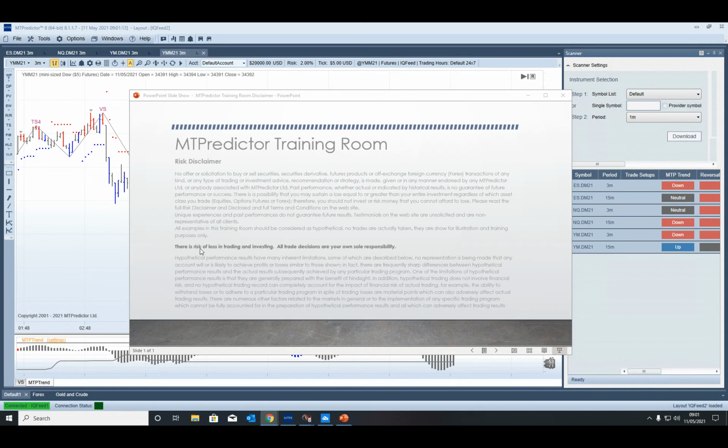Just to remind you that all examples in this training room should be considered hypothetical. No trades are actually taken. They're just shown for illustration and training purposes only. Remind you there's a risk of loss in trading and investing. Put another way, all professional traders know and understand, but more importantly accept, that losses can and will and do unfold. No matter what trading approach we take, there always will be losing trades. It doesn't matter what we do.